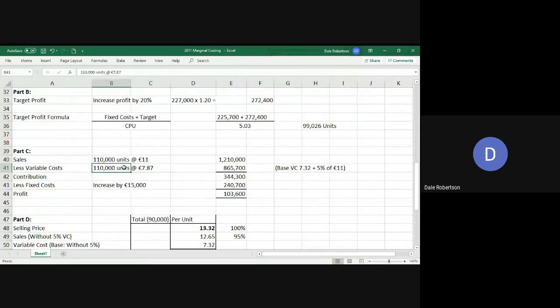Then you have your 110,000 by 7.87, which gives you this. You take one from the other to get your contribution.